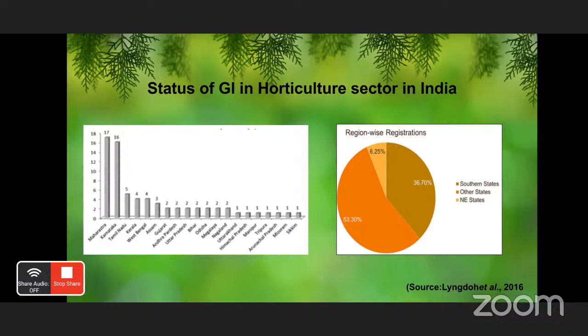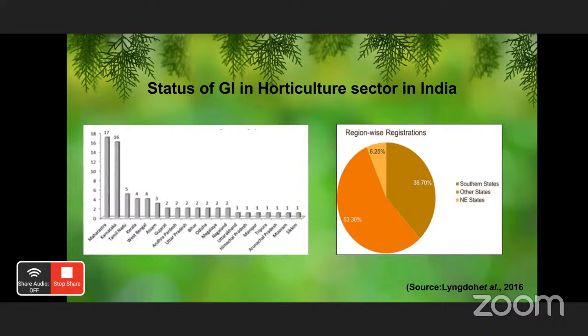But in our northeastern region, we know that we are very rich in biodiversity. There are so many products in our region which can be registered under this particular act. But first we need to identify those products, then we have to find the uniqueness, we have to find the linkage, then we have to establish the historical proof of the place of origin.